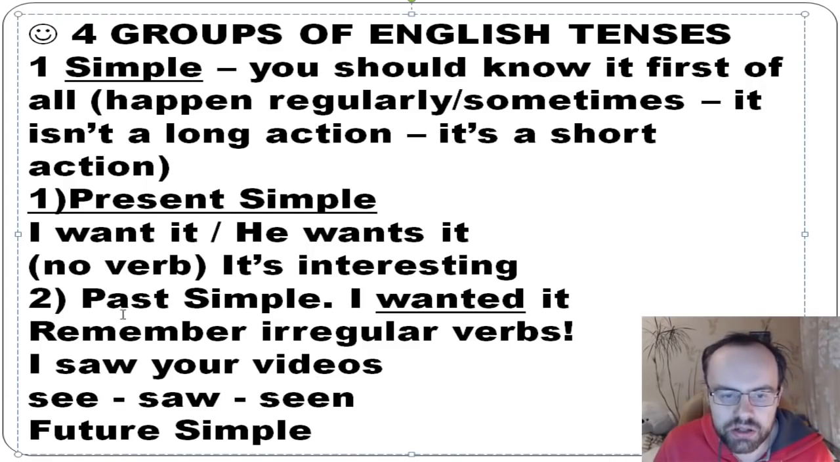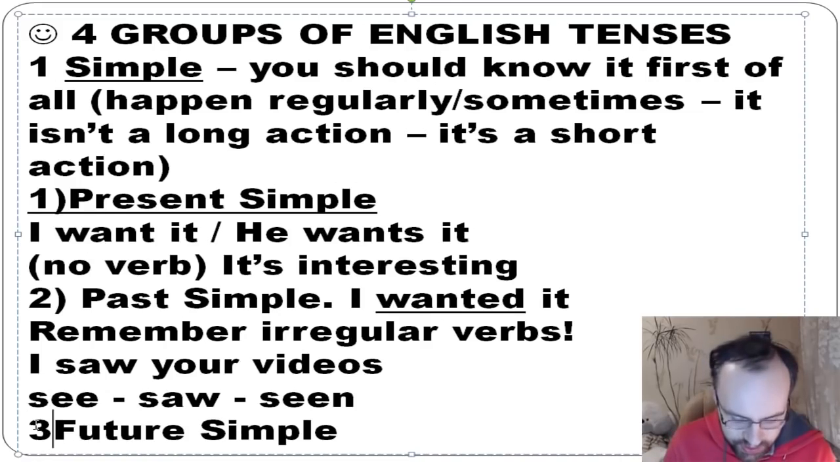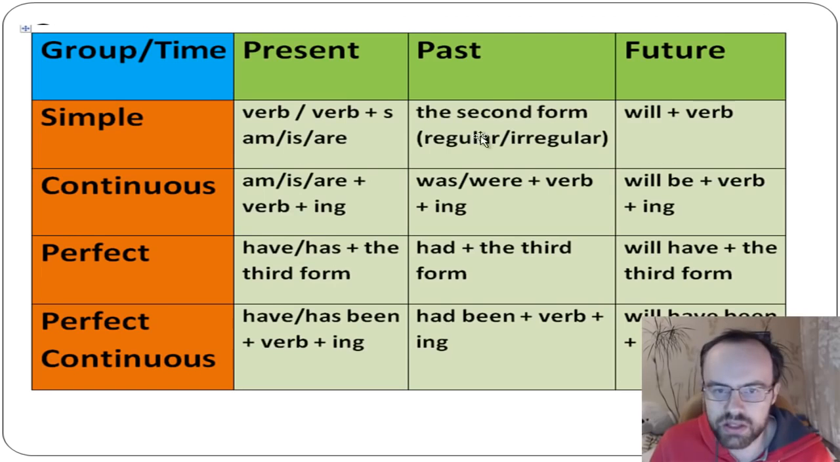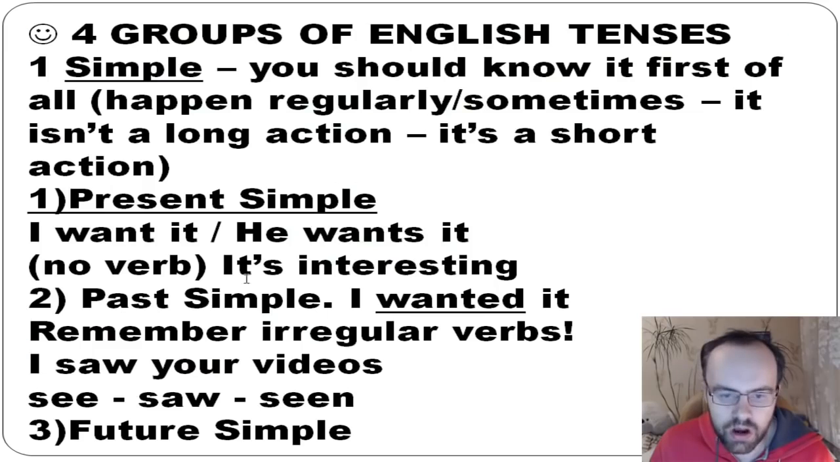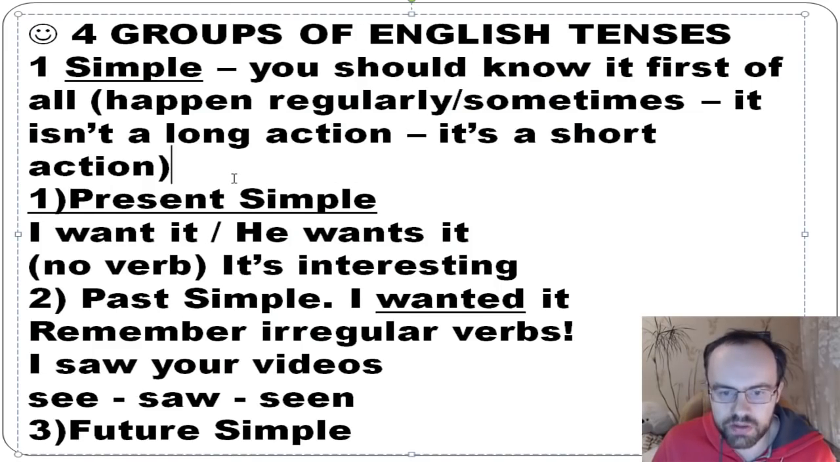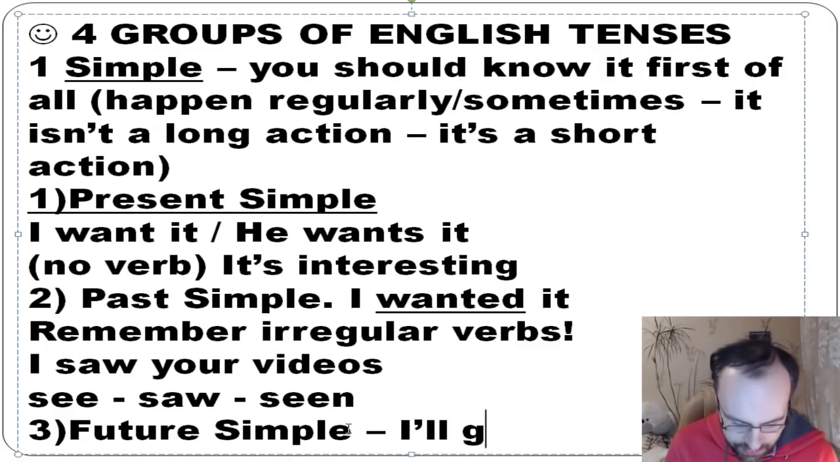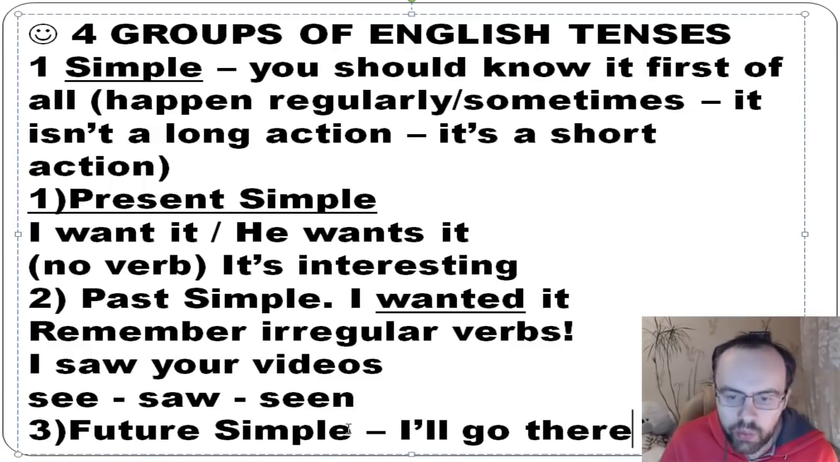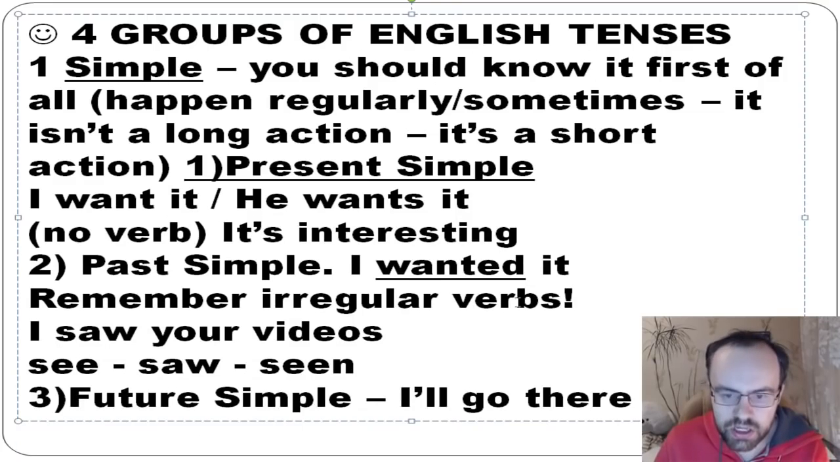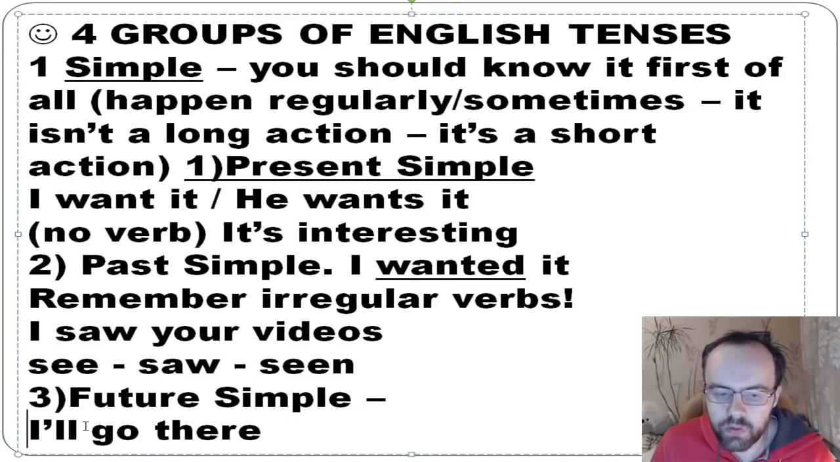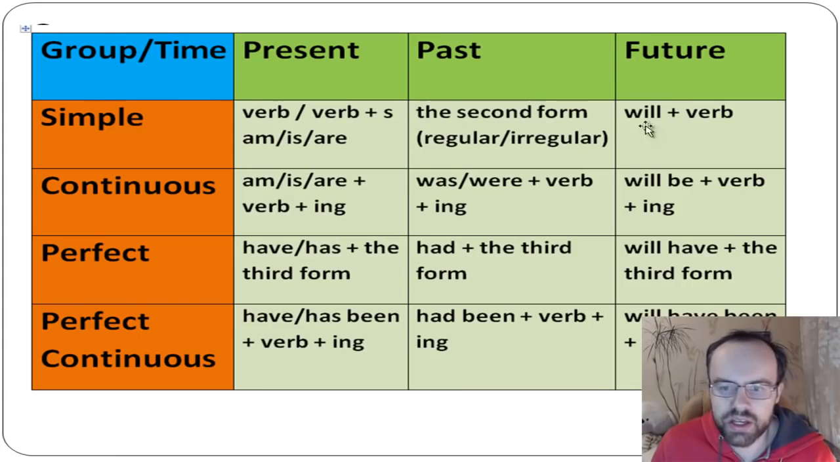Okay. And future simple, it's very easy to form this tense. You see, will plus verb. Let me give you one example. You can say, I'll go there, or I will go there. So you know that will is a full form, and when we meet double L, it's a short form: I'll go there. Okay, so you see, it's very easy.